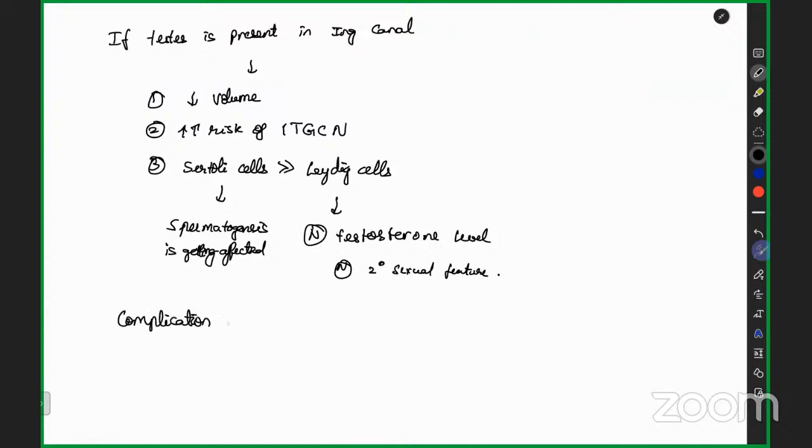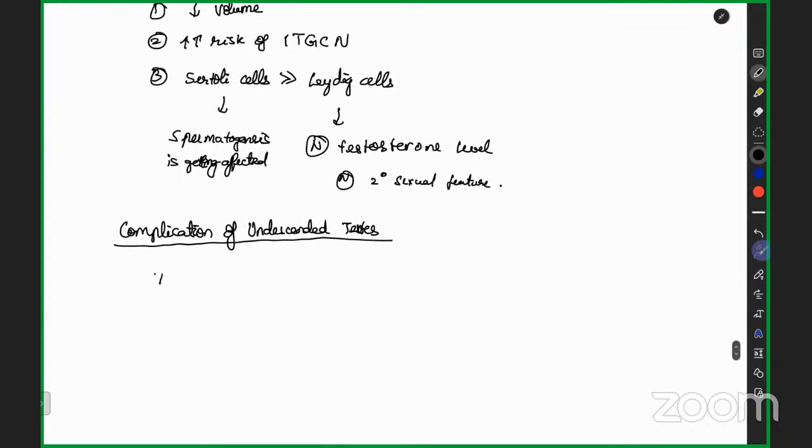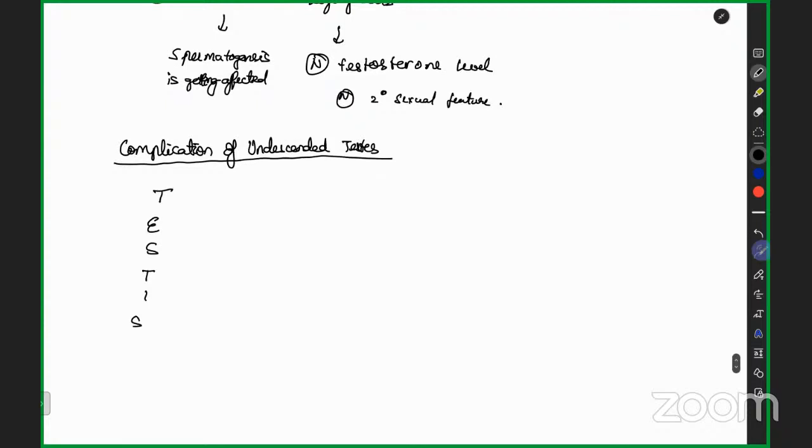Complication of undescended testis. Please write it down. So what are the complications of undescended testis? TES, TIS, testis. Remember the mnemonic, easy, right? So please don't make a mnemonic that is irrelevant to the topic. This I always say. Make a mnemonic that is relevant to the topic so that you will remember, or understand the concept and go. So I will give the mnemonic and I will also explain the concept. So let me you tell me guys.